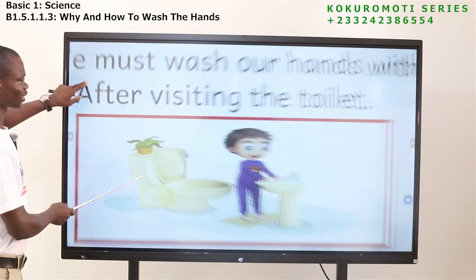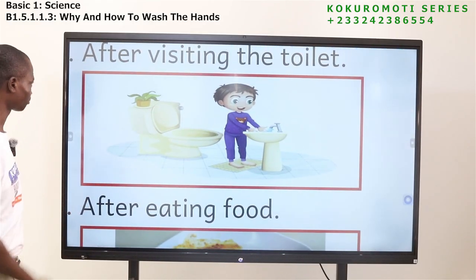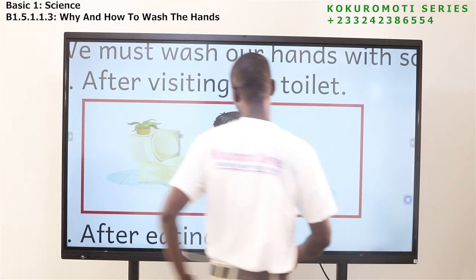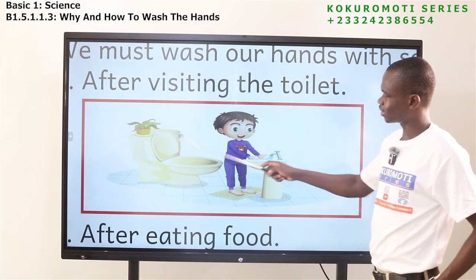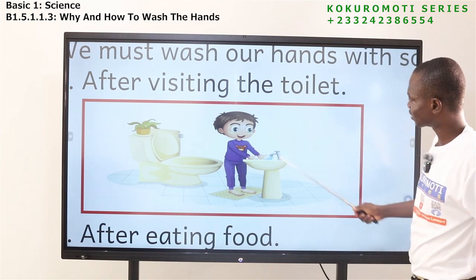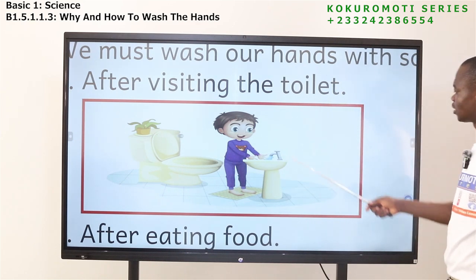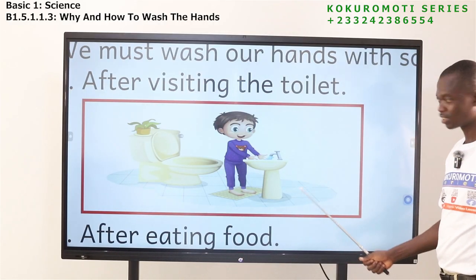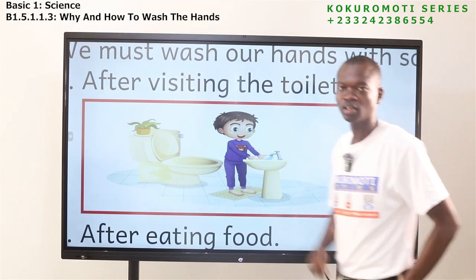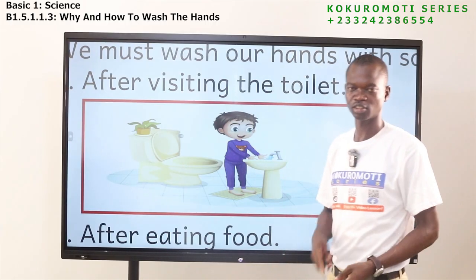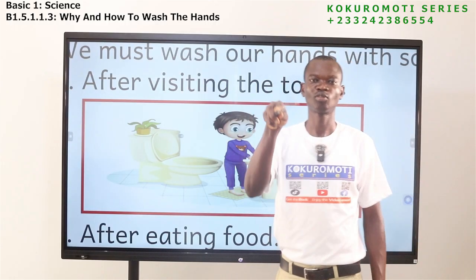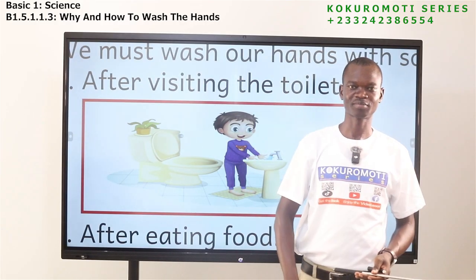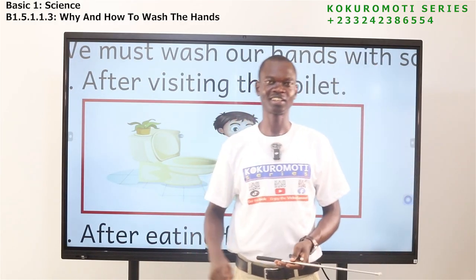Now we will look at what running water is. But before, let's look at this picture. Describe the picture here. What do you see? I can see toilet seats. I can see a boy here. There is a tap here, and the boy is what? Washing his hands. So when must we wash our hands? When must you wash your hands? Are you listening? What time must you wash your hands?